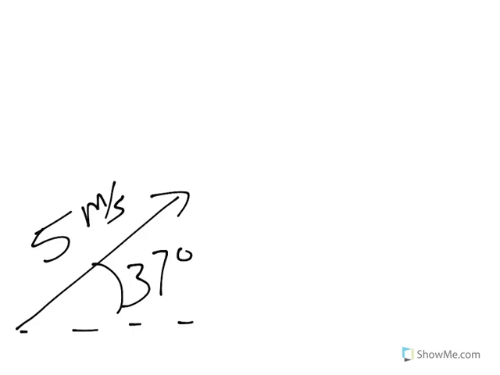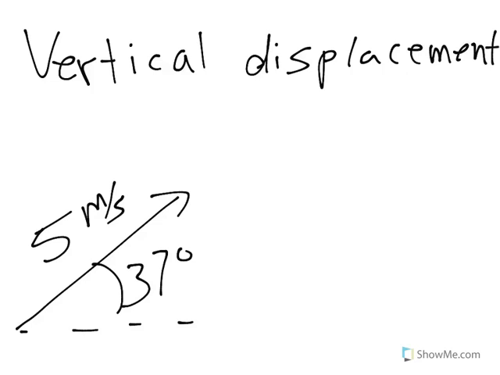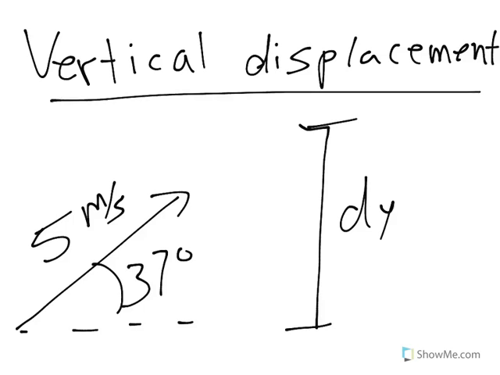The vertical displacement, if you see the word vertical displacement, what does that mean? Well, it means how high up did it go. So vertical displacement would be your distance in the y. So if you see this term, vertical displacement, it means distance in the y. So here's our situation, 5 meters per second at 37 degrees. Well, what do we do in this situation?